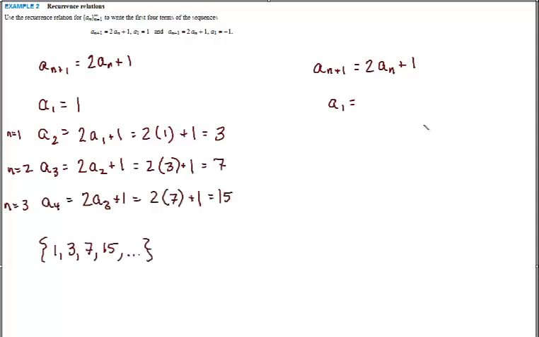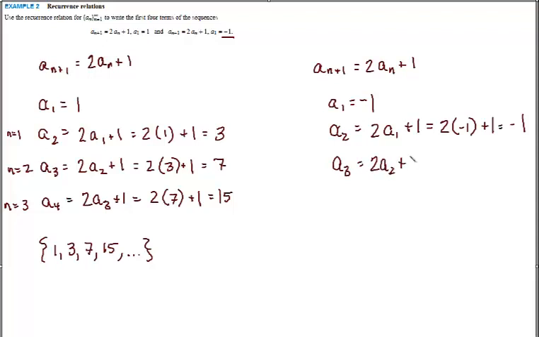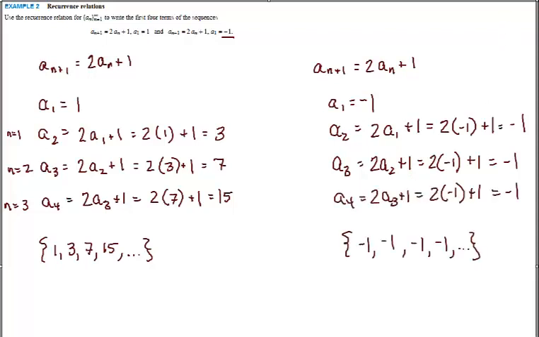I'll continue on. In our next example, they tell me that a sub 1 is negative 1. So a sub 2 is then 2 times a sub 1 plus 1. So I'm going to get 2 times negative 1 plus 1, and this is going to get me negative 1. A sub 3 then is going to be 2 a sub 2 plus 1. And when I plug in that negative 1 again, I'm going to get negative 1. Alright, so this is a sequence where all of the terms are negative 1. So I'll write that up, and there we have it.